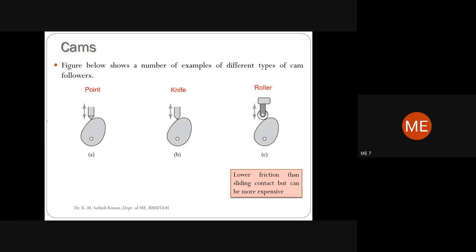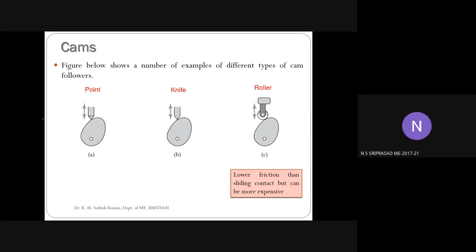So one is called the point follower. This is what you need to observe. It shows the example with different types of cam followers. Out of these three, the one which is largely used is going to be the roller follower, which is going to give you lower friction than sliding contact, but can be more expensive. This is what is called your roller follower.